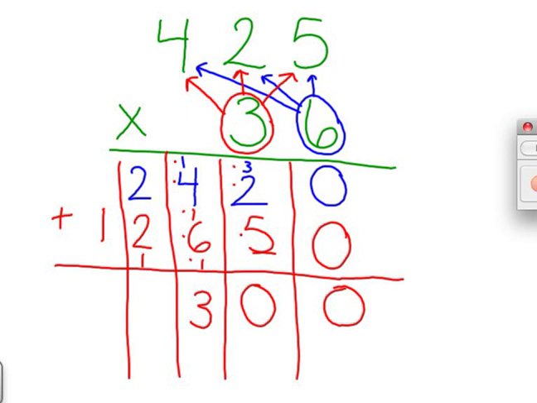2 plus 2 is 4. Plus 1 is 5. And then carry the 1 down. And that's your answer. Your answer is 15,300.